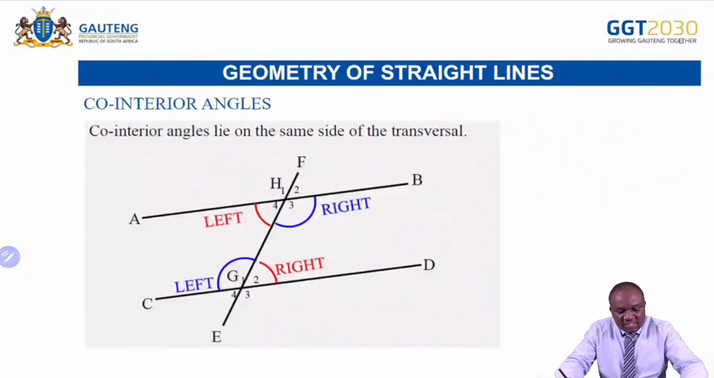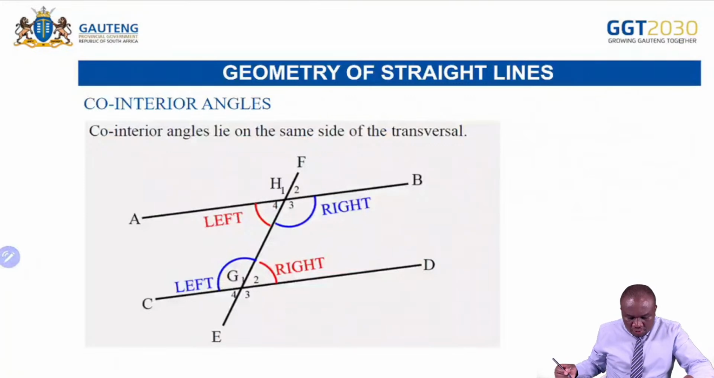Co-interior angles lie on the same side of the transversal. And then please take note. What did I say? I said corresponding angles are equal. Alternate angles are equal. Please, in capital letters, co-interior angles are not equal. Co-interior angles are supplementary. They add up to 180 degrees. Please write that down. Co-interior angles are supplementary, meaning that they add up to 180 degrees. Please don't make that mistake.